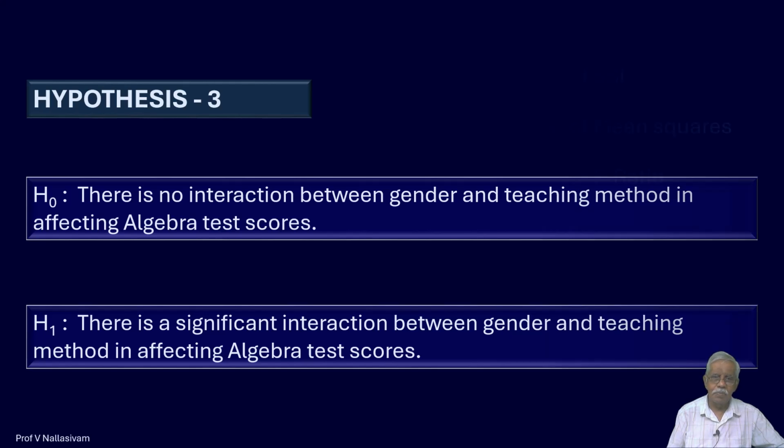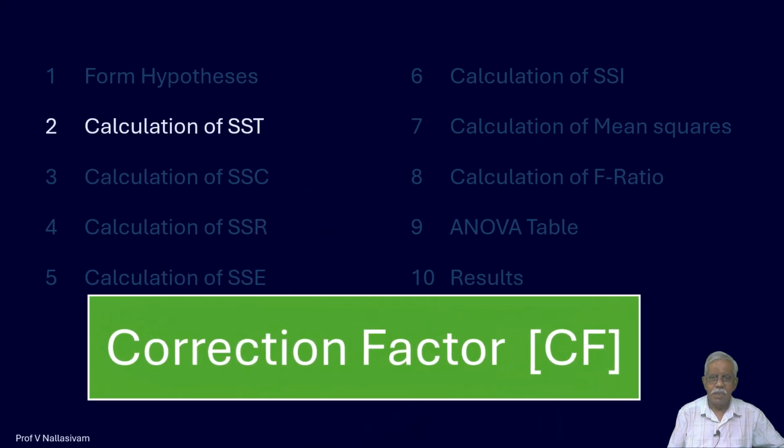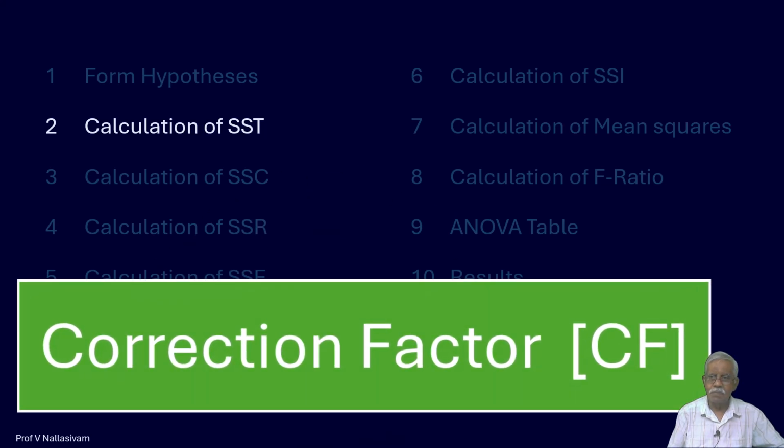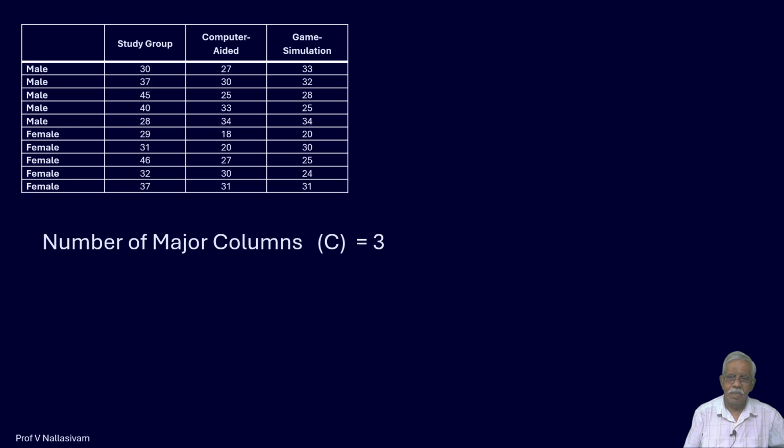The second step, calculation of sum of square of total variation. Let us begin with the calculation of correction factor, that is CF. For this, let us understand the table first. The table has three columns: study group, computer aided, and game simulation. Let us denote the number of columns as capital C. Capital C equal to 3.